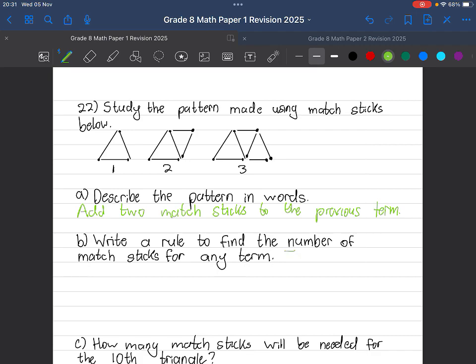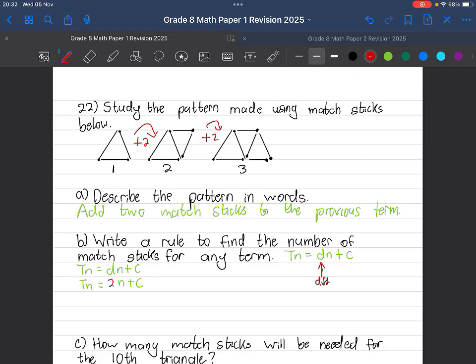We're going to use the formula Tn is equal to Dn plus C. In order to do this, we need to know the first thing. What is our difference? What is the difference value? The difference value is how many this is changing by, and it is changing by plusing 2 matchsticks every time. So we're gonna start with our Tn formula. Tn is equal to Dn plus C. As mentioned, the difference is 2. So instead of D, we're gonna put in 2.